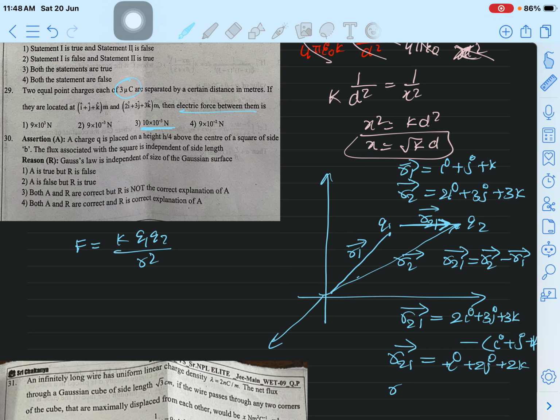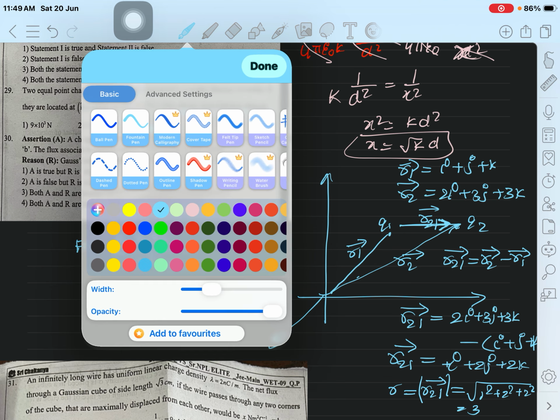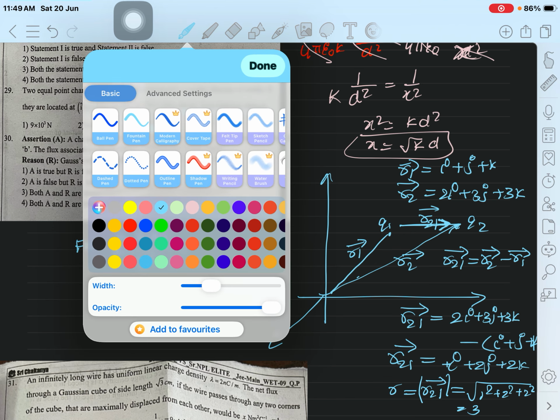Whatever the r I have written in this formula, that is r21 bar magnitude only, that is equal to root of 1 square plus 2 square plus 2 square, which is 1 plus 4 plus 4, 9, root 9, that is equal to 3. Okay, now substitute all the values which we know.